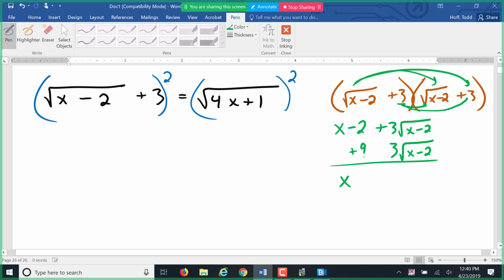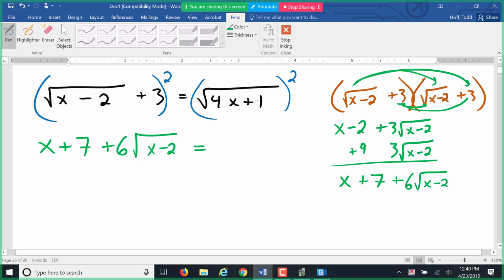So here we've got x, negative 2, and positive 9 is plus 7, plus 3 and 3 makes 6 times the square root of x minus 2. So this is x plus 7 plus 6 times the square root of x minus 2.